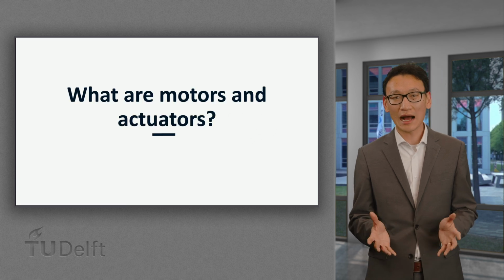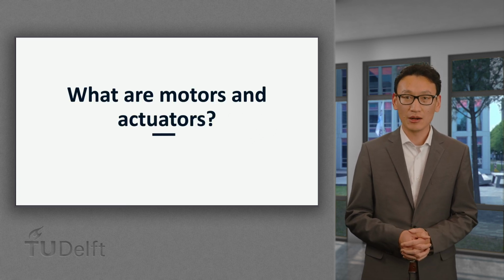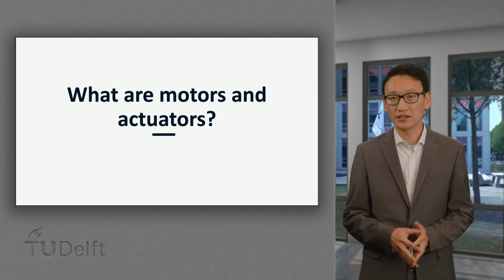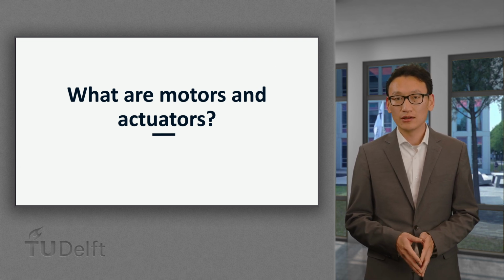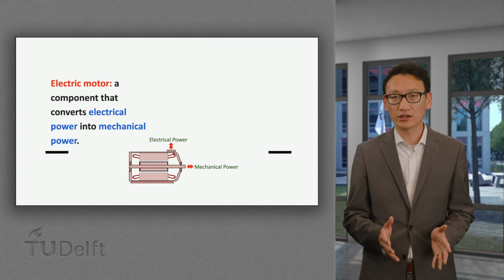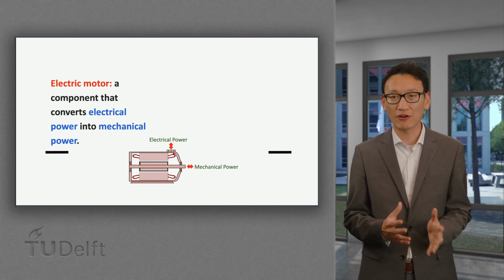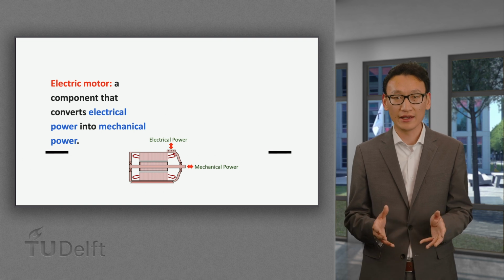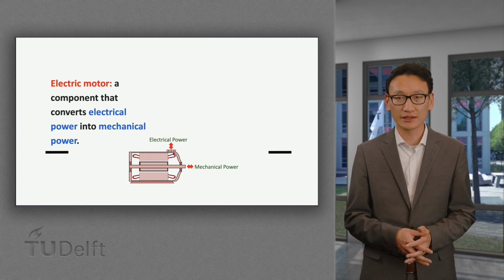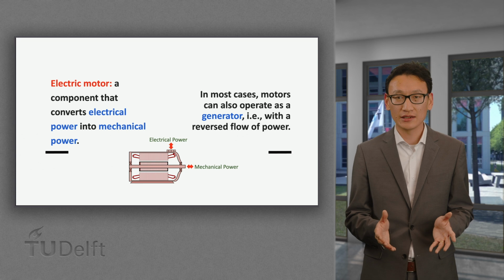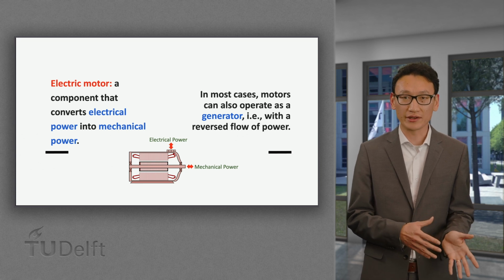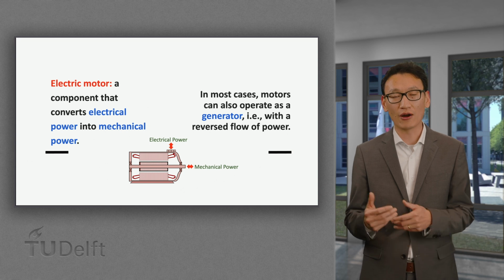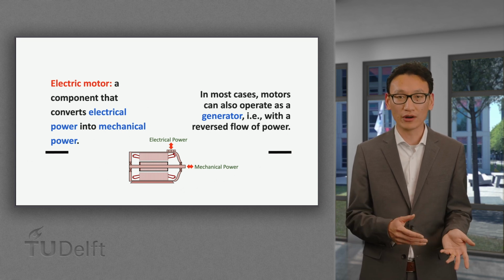So, what are motors and actuators? By answering this question, we will also see why they are important in robotics. By definition, an electric motor is a component that can realize power conversion from electrical power to mechanical power, that is to say, creating motion from electricity. In most cases, motors can also operate as generators, which can make the power conversion in the reverse direction, from mechanical power to electrical power.